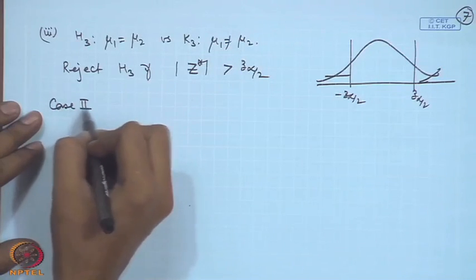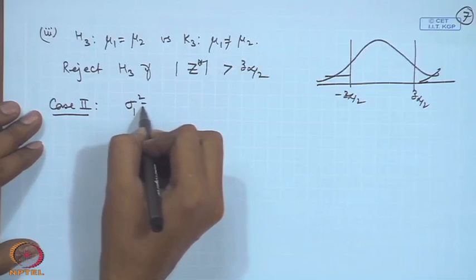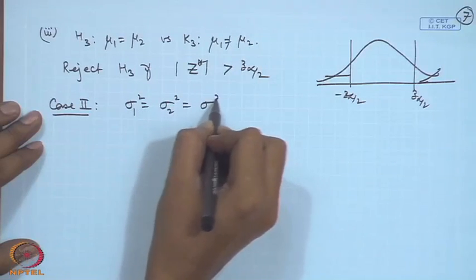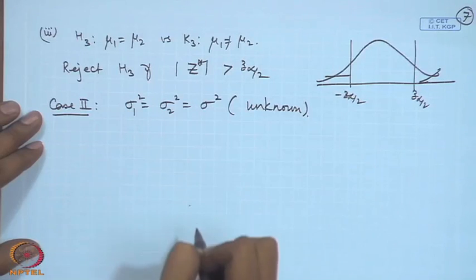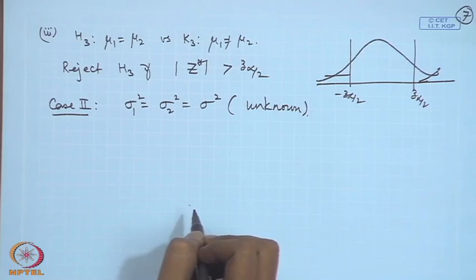Now, we consider the second case when sigma 1 square is equal to sigma 2 square is equal to say sigma square, but this is unknown. If this is unknown, then we formulate the test statistic now.